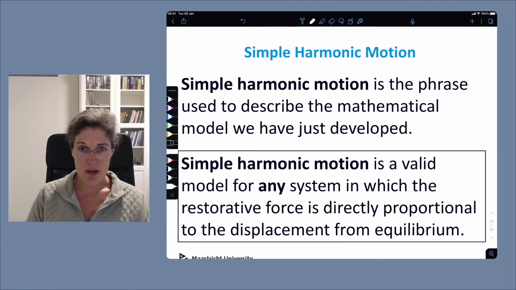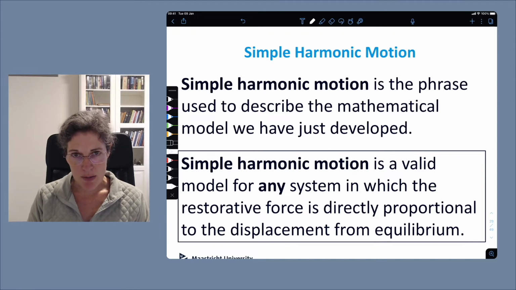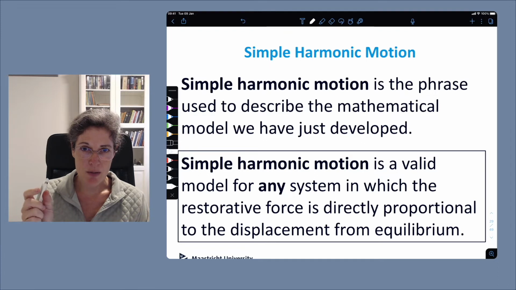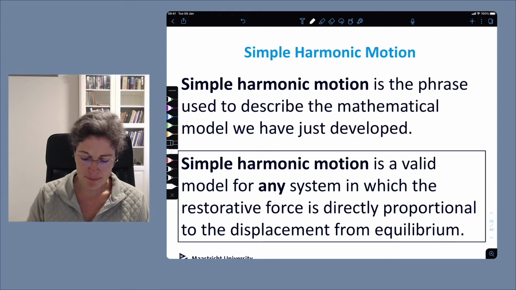So I've just used the words simple harmonic motion. That's what we call this. It's the phrase used to describe this mathematical model. And as I've said, the key thing is any situation that you find where you have a system where a restorative force is directly proportional to how far you are from equilibrium means you can use this model.